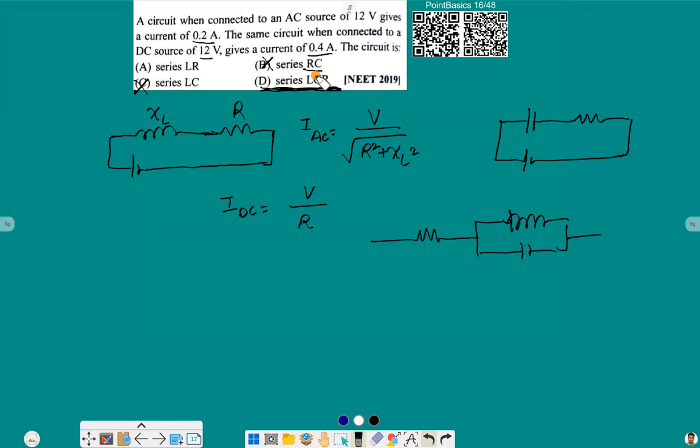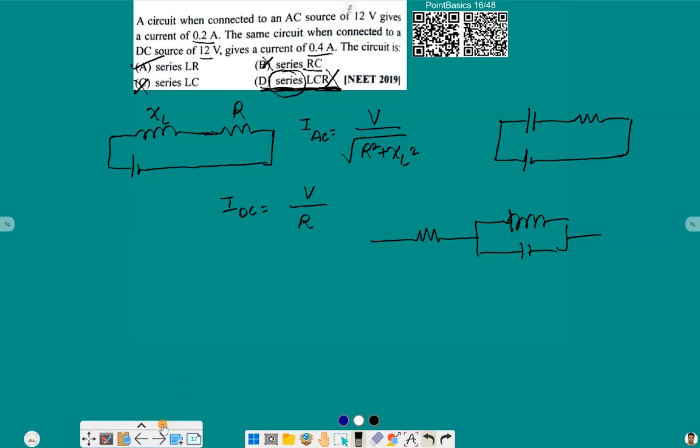If they are in series, then again the capacitor will not conduct, and that will not be the possible answer. But if they are in parallel, there are chances. But it is specifically mentioned that they are in series. So again, in series the capacitor will not conduct, so this is again not a possible answer. So option A is the only possible answer here.